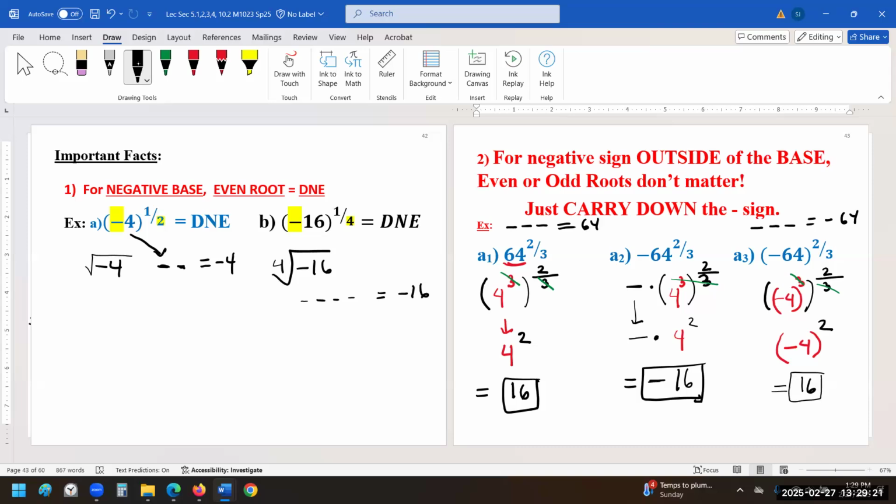Because we have 2 on the top, not 1 anymore. If it's 1, you leave it alone. But if it's not 1, you have to apply that. So, is it safe to say that positive things or negative things with the positives always have an answer? Always.